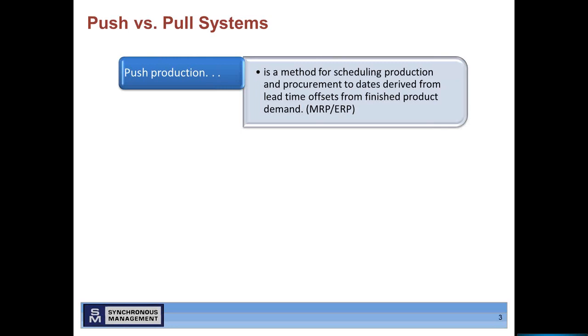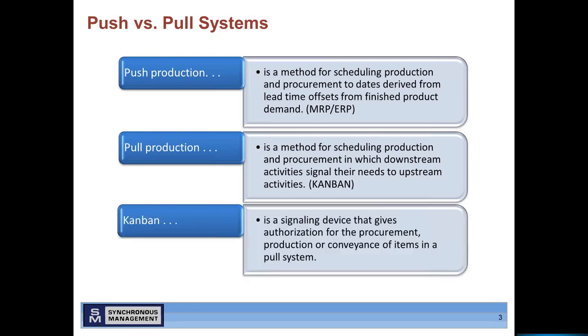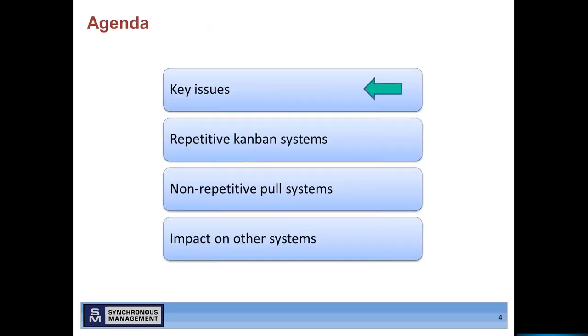Just to begin with a little bit of a distinction between push and pull systems, you've probably heard the terms before. Push is a method of scheduling which is based on deriving dates from lead time offsets, from finished product demand, customer orders, or forecast. And it's usually derived through some computer system such as material requirements planning or enterprise resource planning. If you are scheduling items to dates today, those are not on Kanban. Those are not pull items by definition. Pull production is different. In pull production, requirements are signaled by your customer. So the downstream activity signals their needs to upstream activities, as opposed to date offsetting. And of course, the Kanban itself is merely the signaling device. It's the signal that you send to authorize procurement or production.